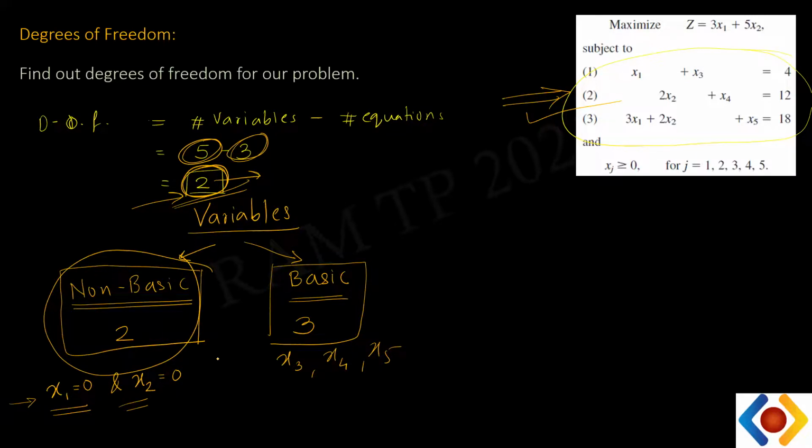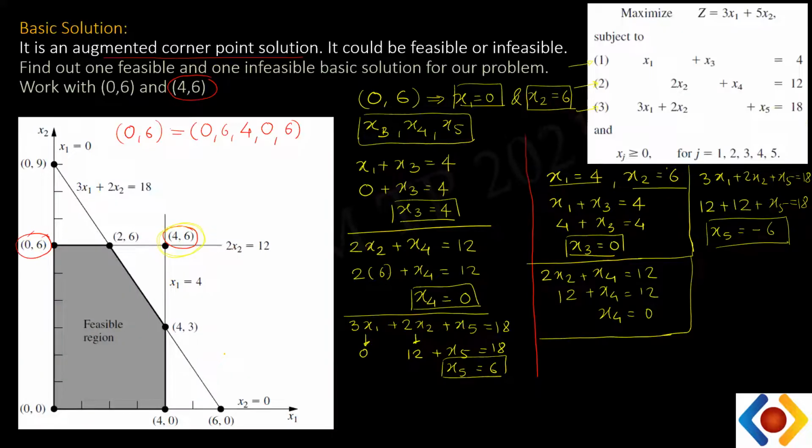Now coming back to our solution. Look at this solution, and can you figure out which are the non-basic variables in this? X1 and X4. Very good. X1 is 0, so this is non-basic. X4 is 0, so this is non-basic.